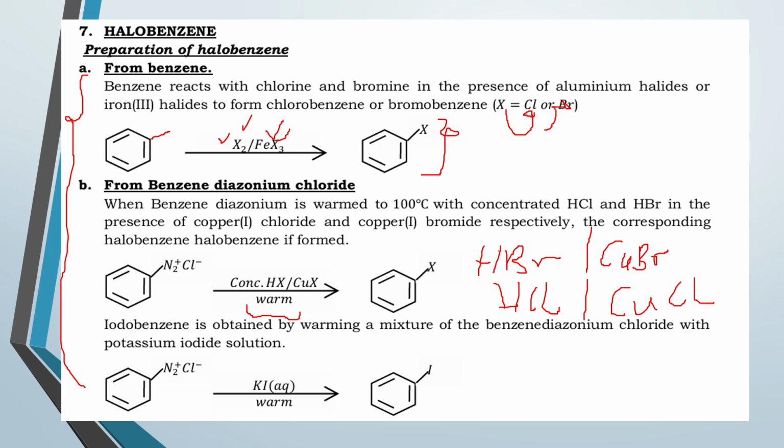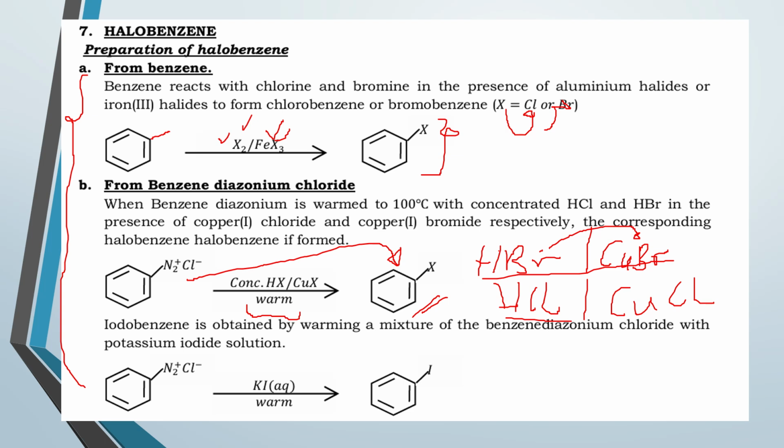If you do that, you are going to convert our diazonium salt into a halobenzene based on the reagent you have used. If you have used concentrated hydrobromic acid with copper(I) bromide, you are going to get bromobenzene. And if you have used concentrated hydrochloric acid alongside copper(I) chloride and you warm, you are going to get chlorobenzene. However, iodobenzene is going to be obtained differently.